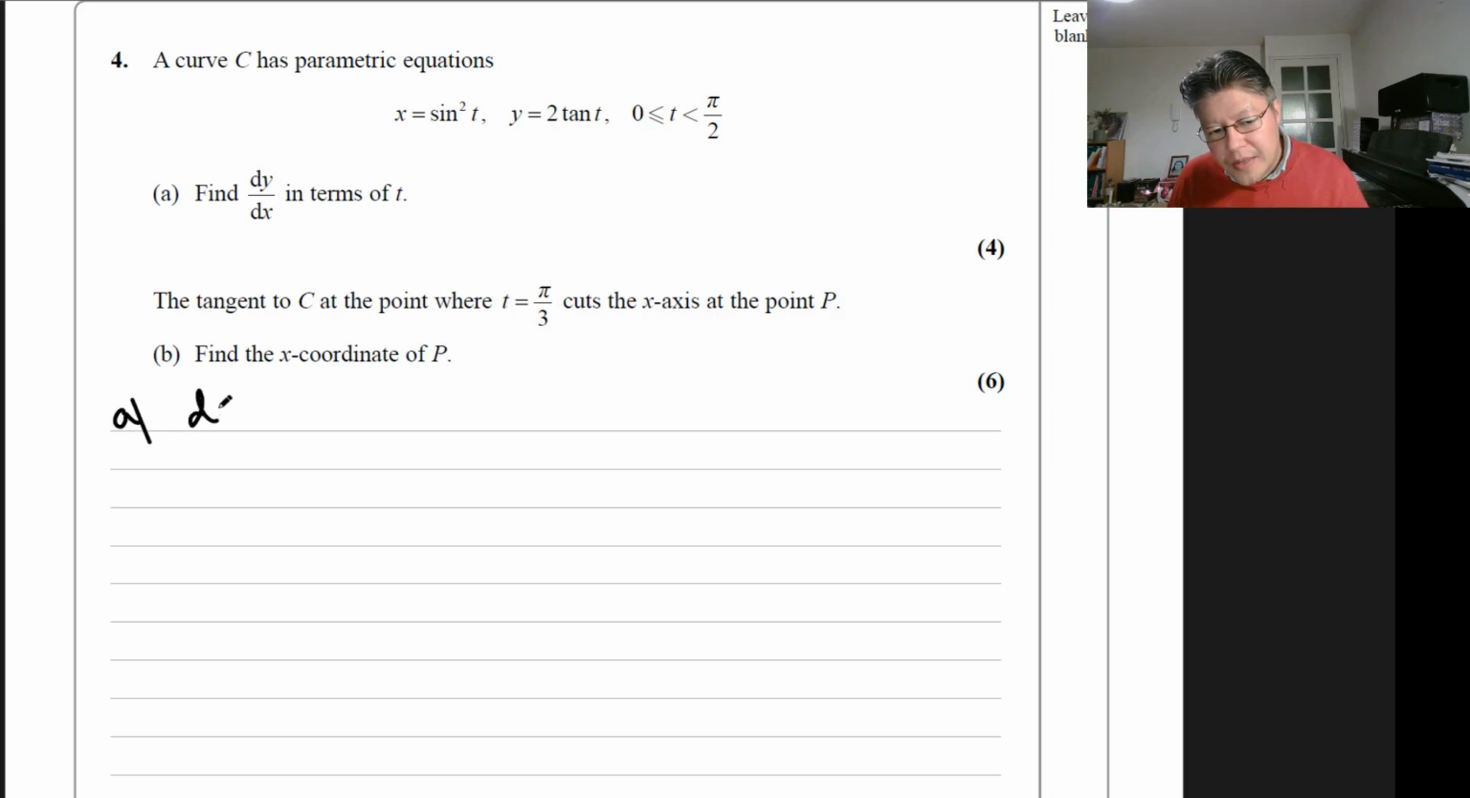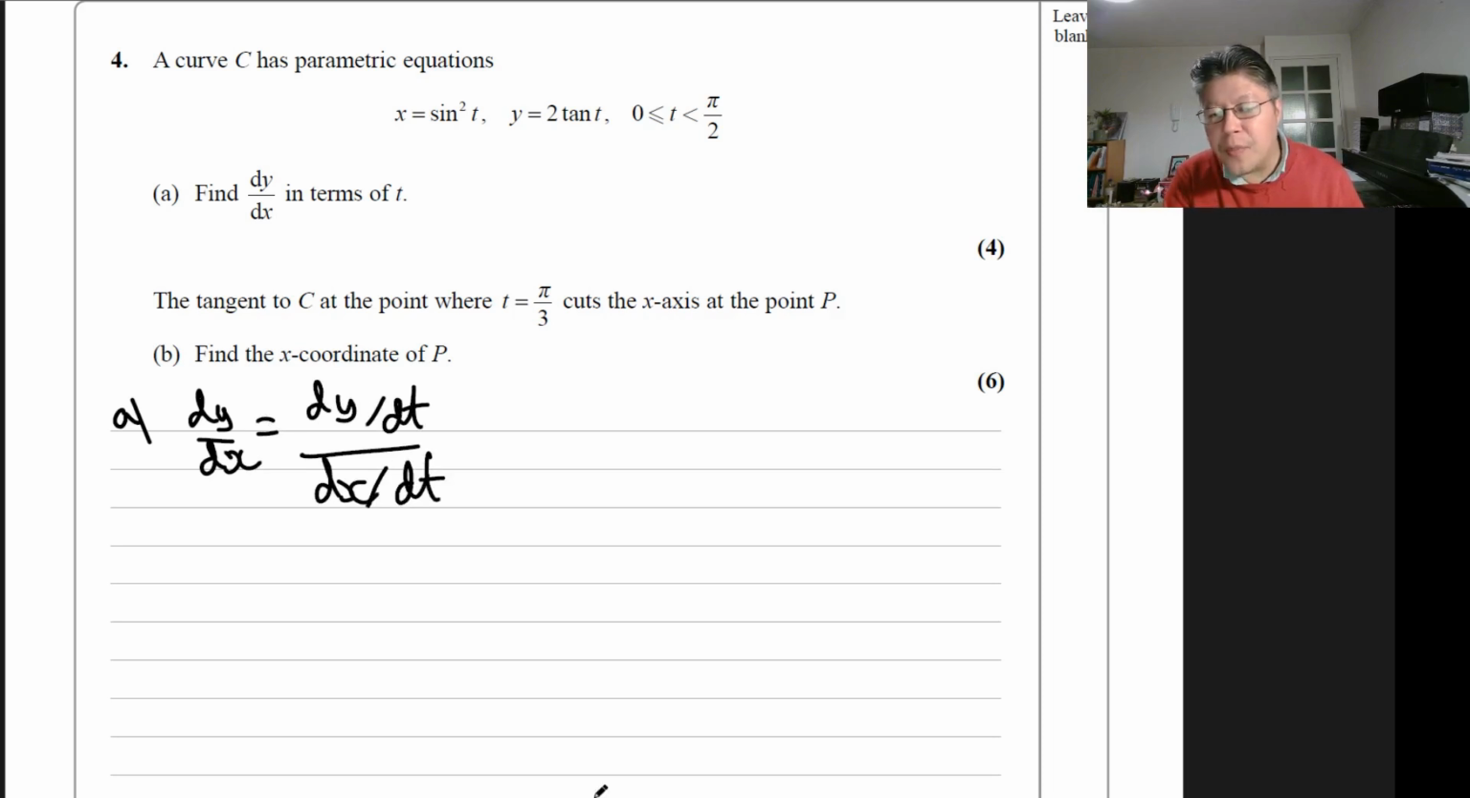So dy dx will equal dy dt over dx dt. That's the parametric differentiation formula. So we need to differentiate each of these with respect to t. We'll do the y one first. So we get dy dt, and that should equal 2 sec squared t.